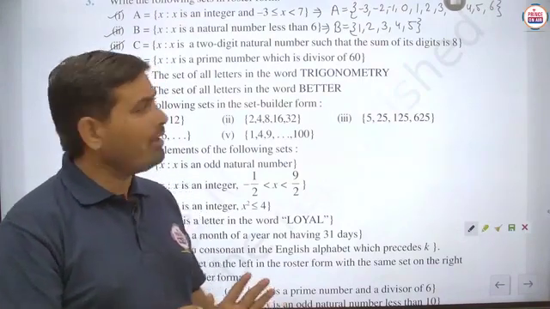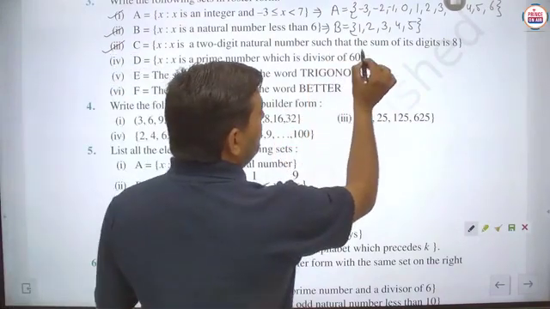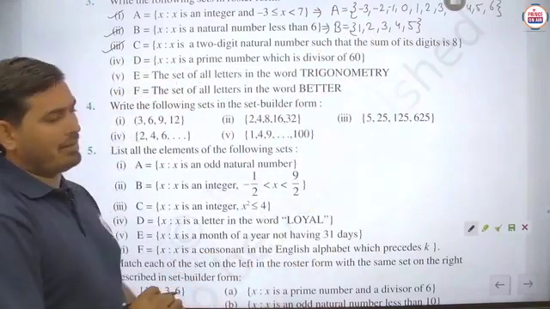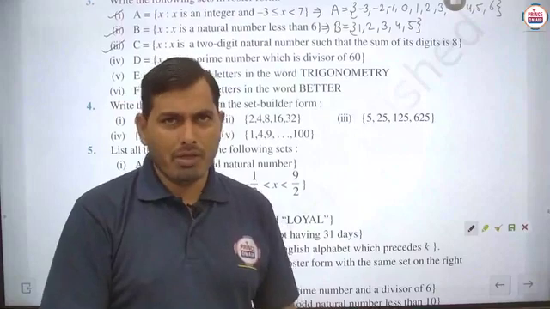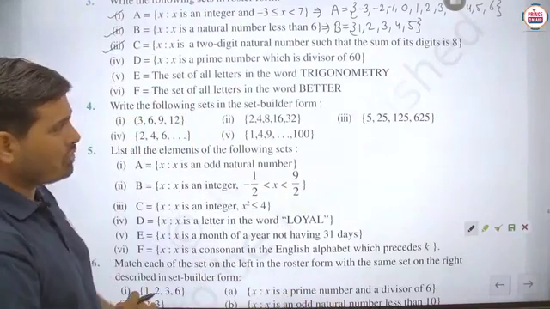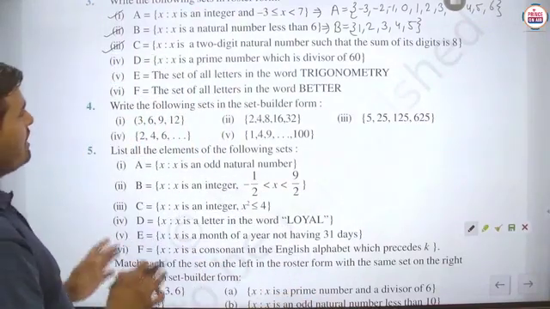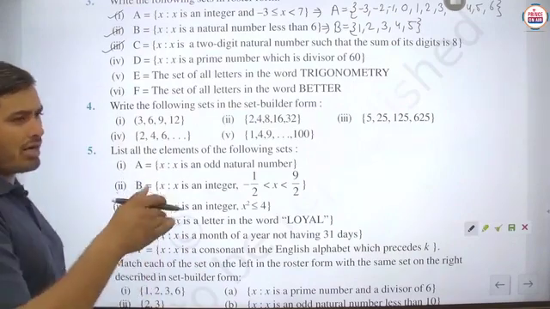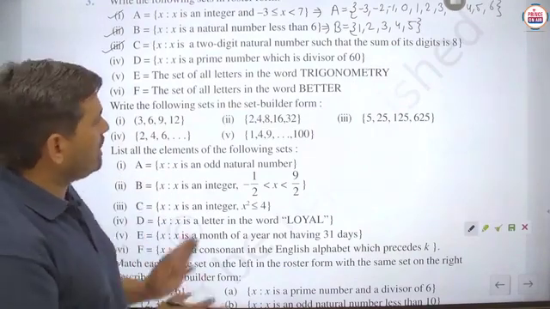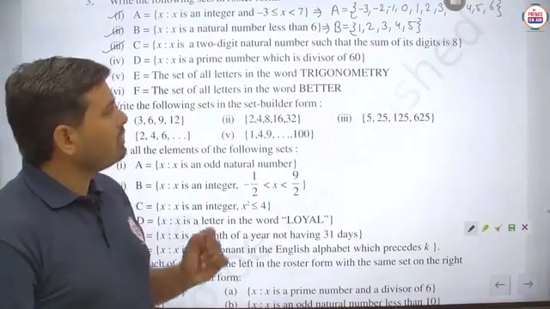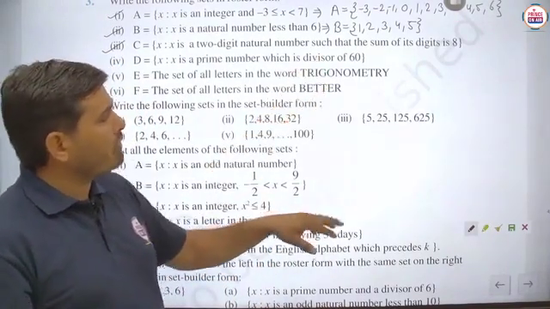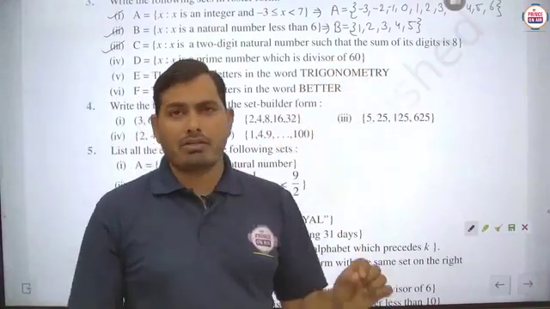Is it clear? After that, such that the sum of its digits is 8. The sum of its digits is 8. No problem, student. You can easily provide the answer to this question, because we have to start with 10, since we are taking only 2-digit natural numbers. Then we also have to fulfill the criterion that the sum of its digits is 8.